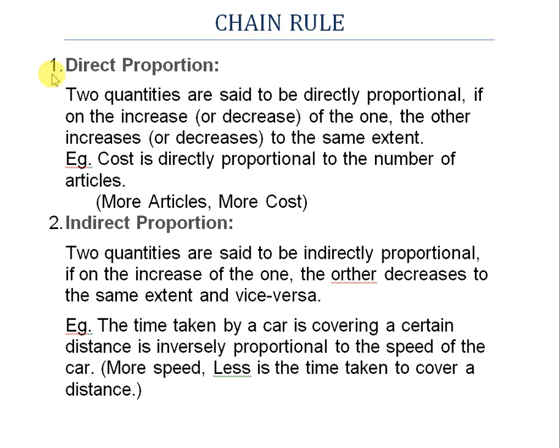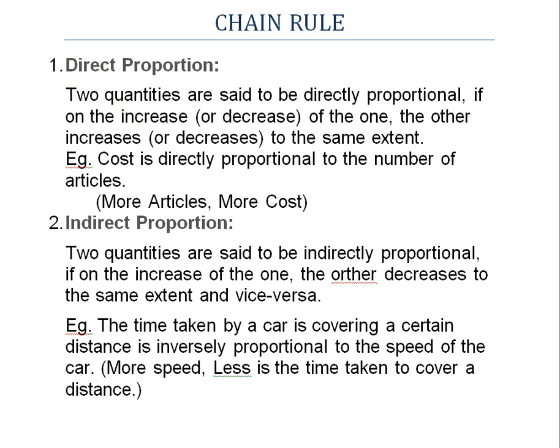Now if we take an example in terms of aptitude, you can take it as cost is directly proportional to the number of articles. More articles, more cost. For indirect proportion, two quantities are said to be indirectly proportional if on the increase of one the other decreases to some extent and vice versa. For example, the time taken by a car in covering a certain distance is inversely proportional to the speed of the car. More speed and less time is taken to cover a distance. So this is all about the basics. Now we will move on to some of the questions of chain rule for better understanding.